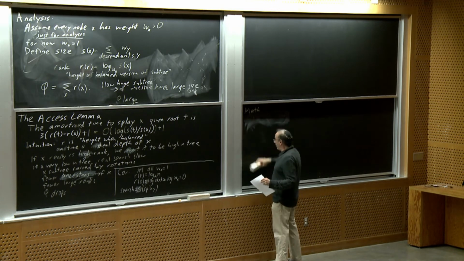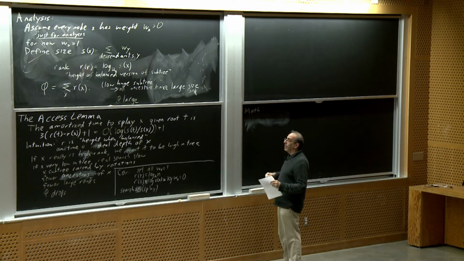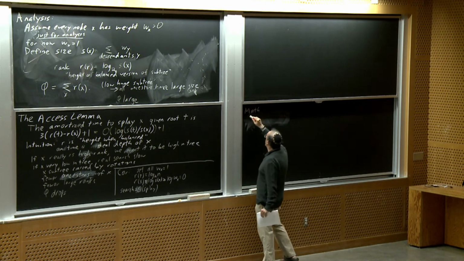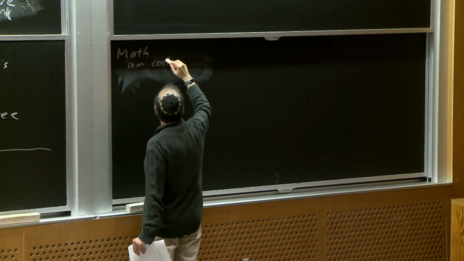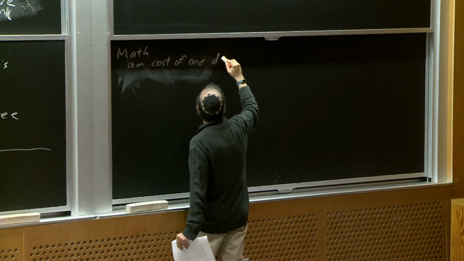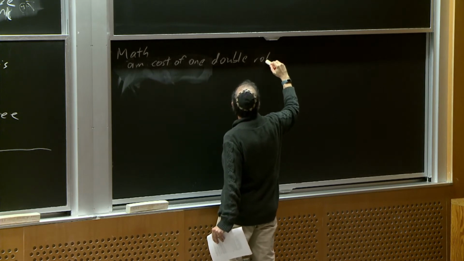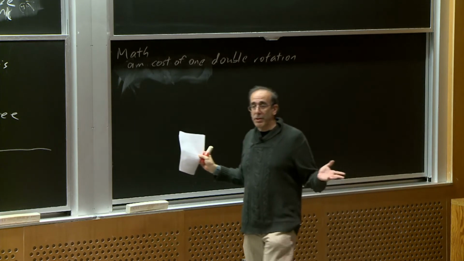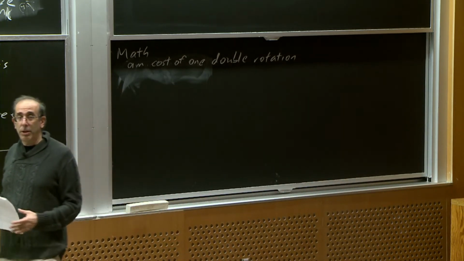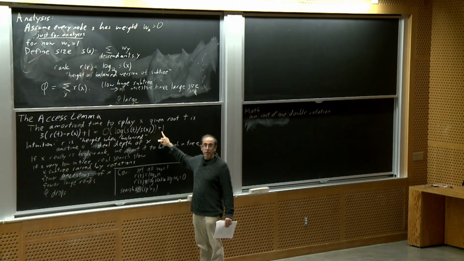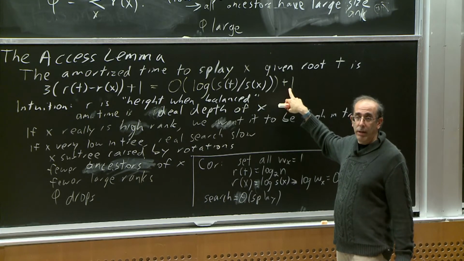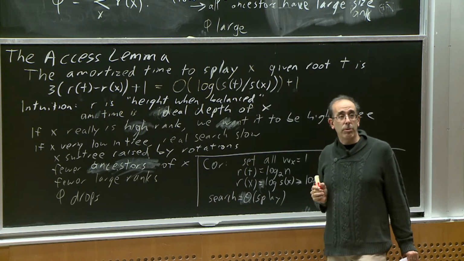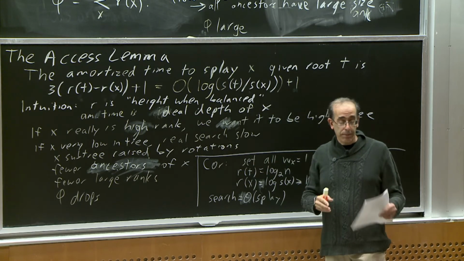So we are going to look not at the amortized cost of the entire splay, but simply the amortized cost of one double rotation. Right? The splay is just a series of double rotations followed by a single rotation. Here's the single rotation. So we'll just think about the double rotations, and the amortized cost of the entire splay is just the sum of the amortized cost of the double rotations that we perform. Yes?